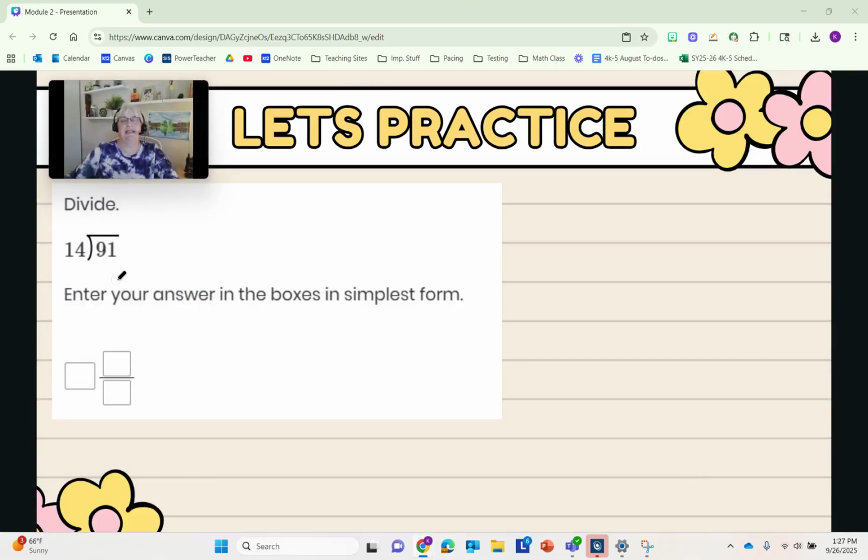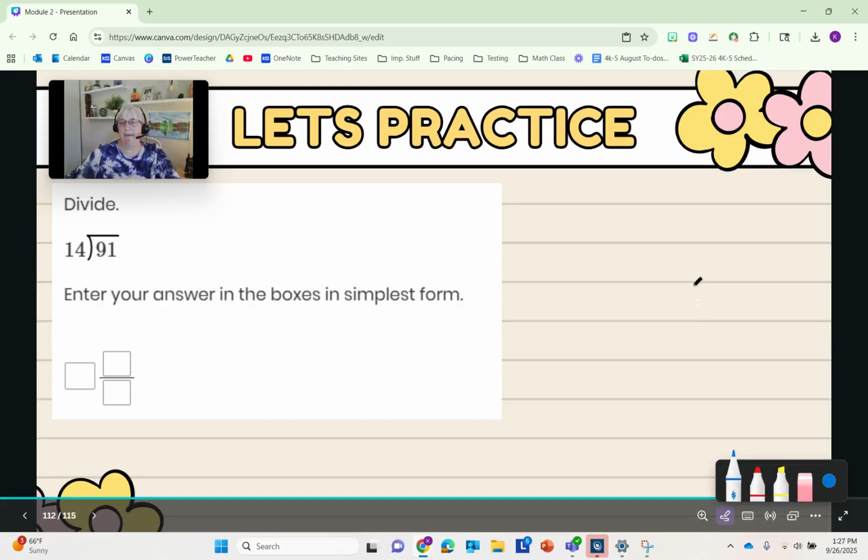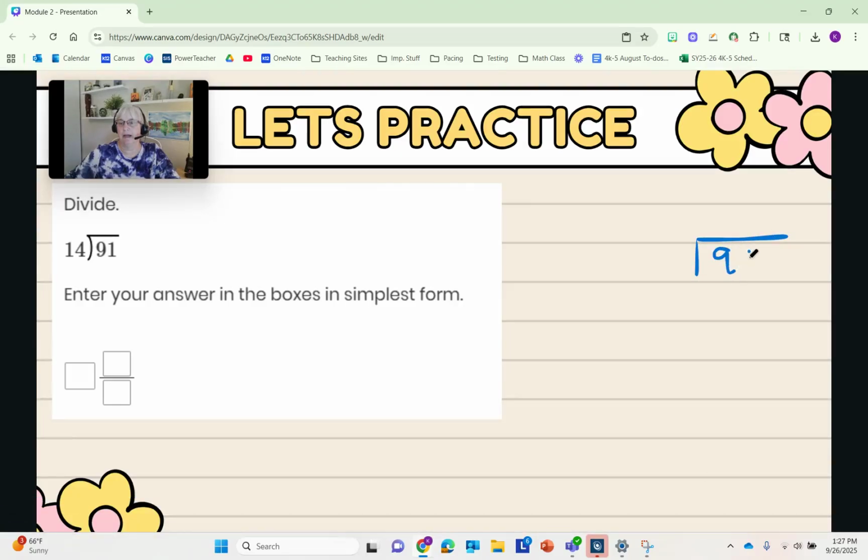The first question says, divide 91 by 14. And I am going to rewrite that problem over here on the side. 91 by 14. Already I can tell.